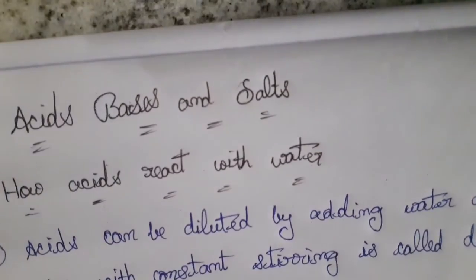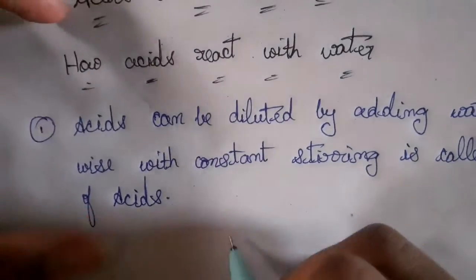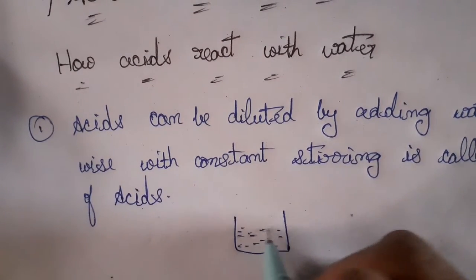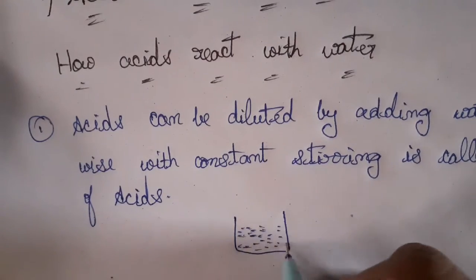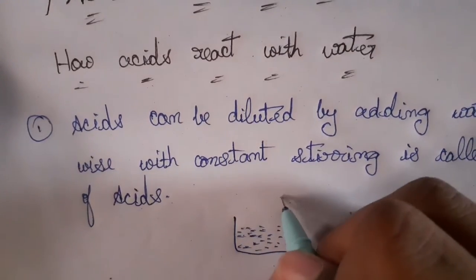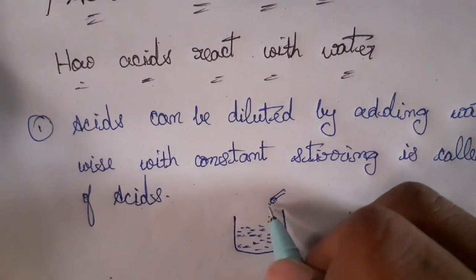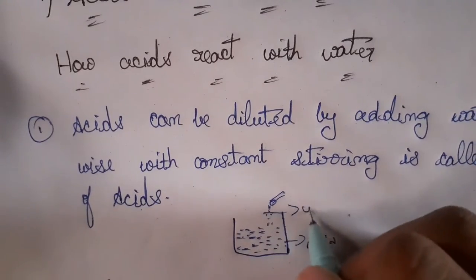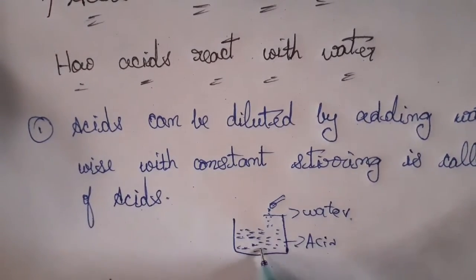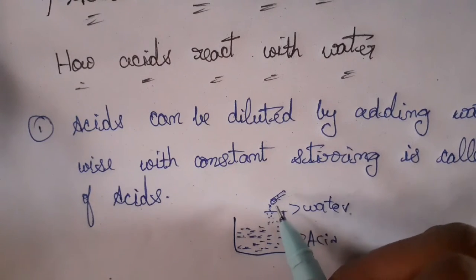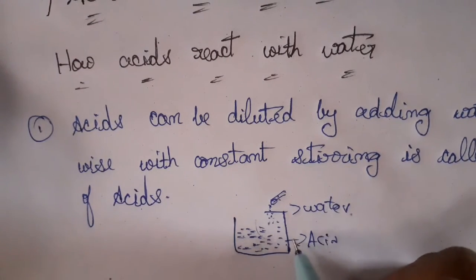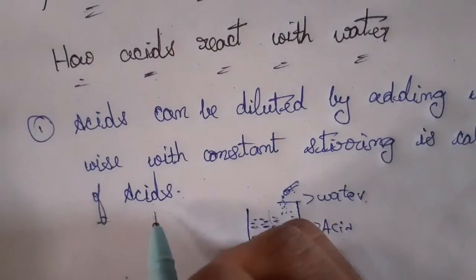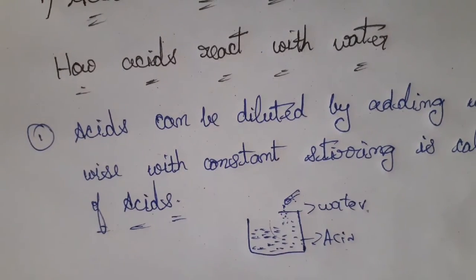Okay, so what is dilution? We take a beaker and add some amount of acid in the beaker. This is a very concentrated acid. Now add water dropwise with constant stirring. This is the acid and this dropping is water. Adding water dropwise to the acid with constant stirring is called dilution of acids.